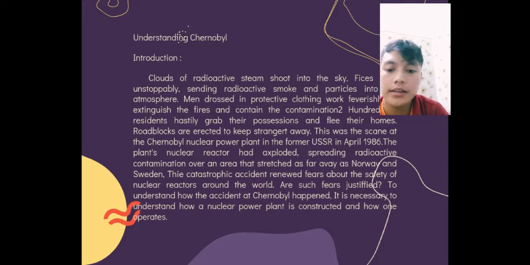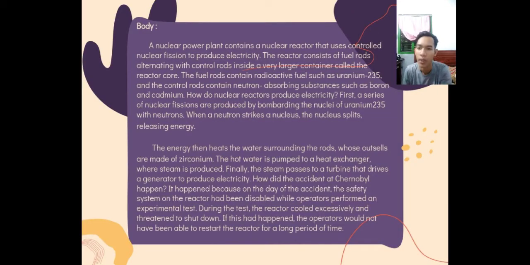Are such fears justified? To understand how the accident in Chernobyl happened, it is necessary to understand how a nuclear power plant is constructed and how it is operated. And then the body. A nuclear power plant contains a nuclear reactor that uses controlled nuclear fission to produce electricity. The reactor consists of fuel rods alternating with control rods inside a very large container called the reactor core. The fuel rods contain radioactive fuel such as uranium-235, and the control rods contain neutron-absorbing substances such as boron and cadmium.